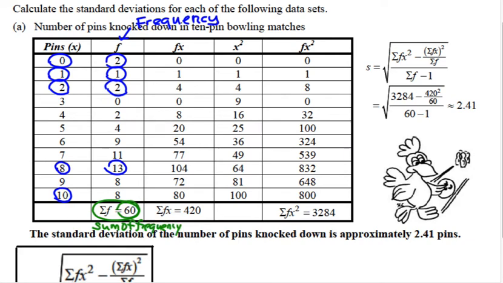All right, the next column is we're going to multiply the frequency, how many times it happened, times your x. So I'm just going to erase this stuff here.